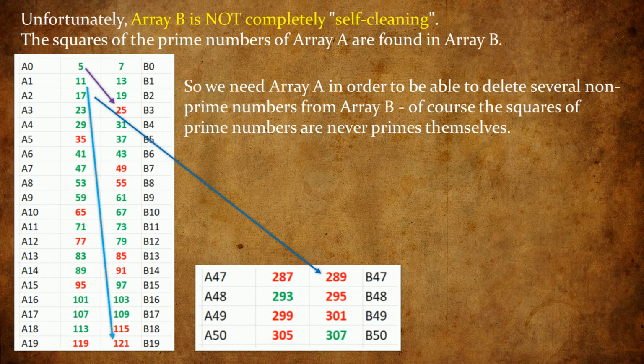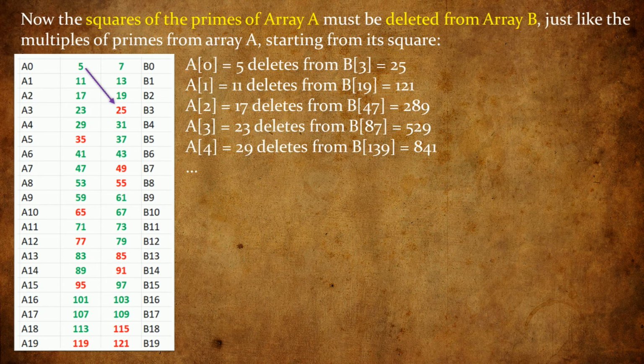Of course, the squares of prime numbers are never prime numbers themselves. Now, deleting the squares of the prime numbers of array A from array B. And we have furthermore to delete the multiples of those primes from array A, starting from its square in array B. So, figuring out the rules.